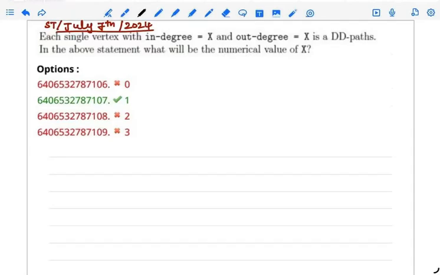Friends, this question is from the Software Testing Quiz 1 question paper, July 7th, 2024.